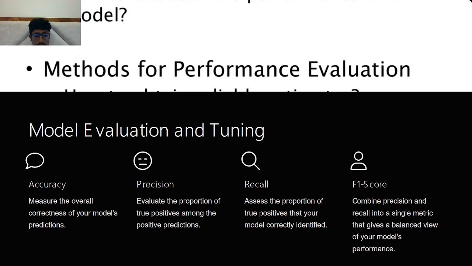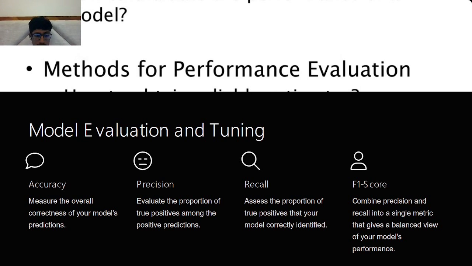So now let's talk about model evaluation and tuning. Accuracy measures the overall correctness of your model's predictions. Precision evaluates the proportion of true positives among the positive predictions. Recall assesses the proportion of true positives that your model correctly identified. F1 score combines precision and recall into a single metric that gives a balanced view of your model's performance.